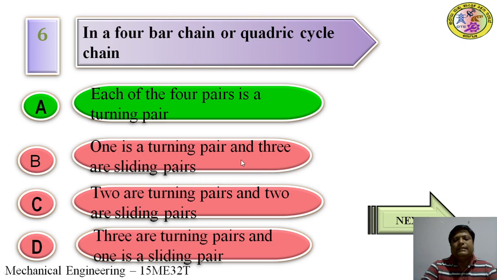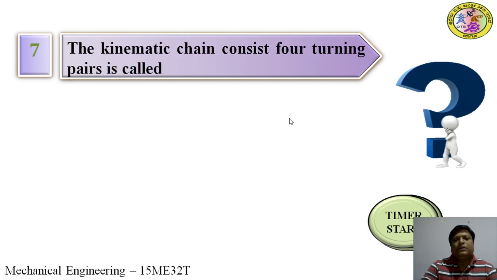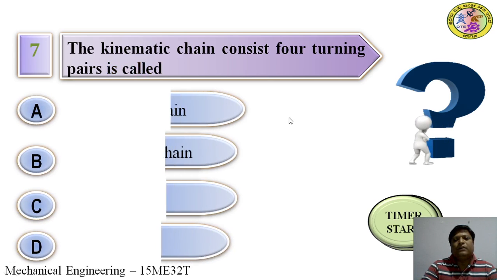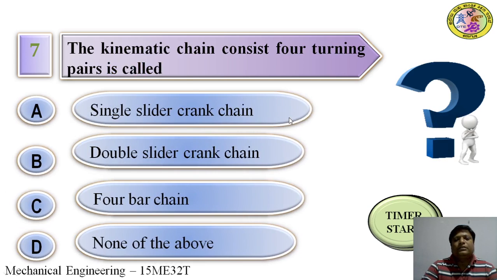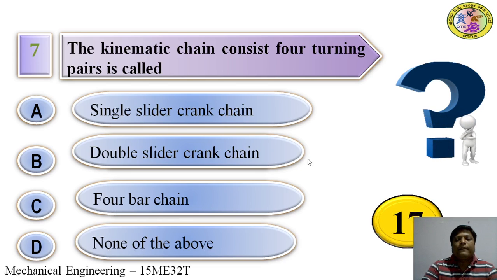Here the single slider mechanisms. Question number 7. The kinematic chain consists of 4 turning pairs. 4 turning pair is called: option A, single slider crank chain; option B, double slider crank chain; option C, 4-bar chain; option D, none of the above.